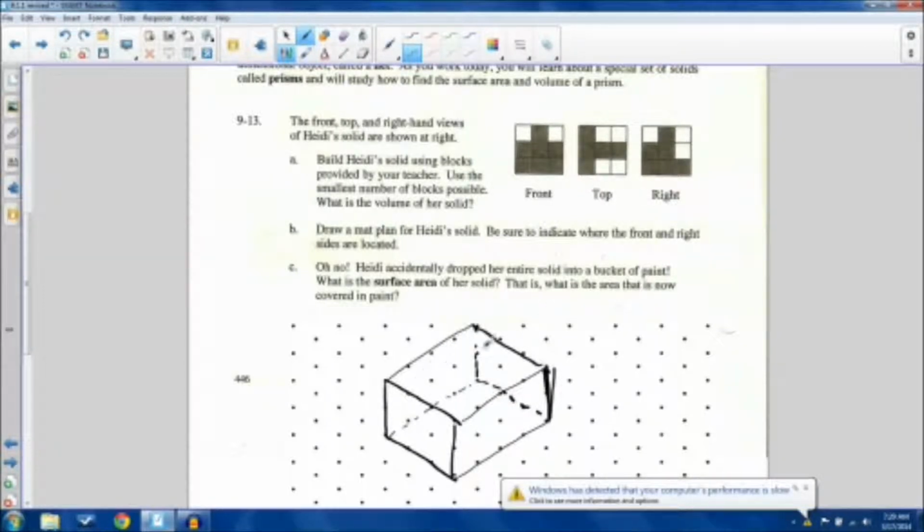Here's 1 on the top. Pretend like that's the top. 2, 3 on the bottom. 4 on the back. 5, and on the left here 6.